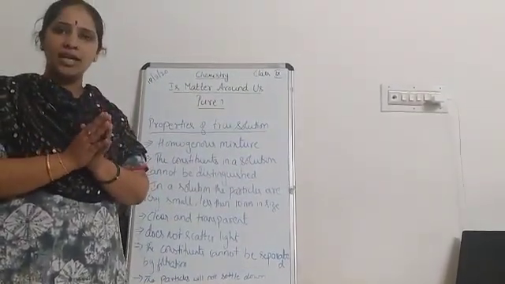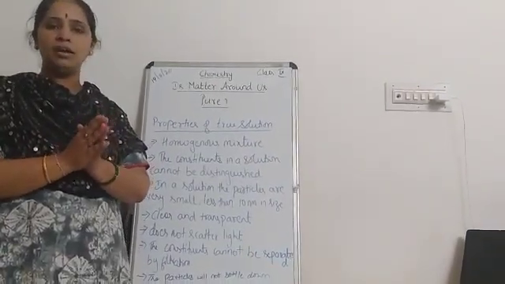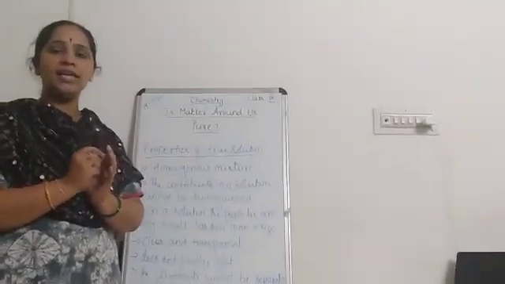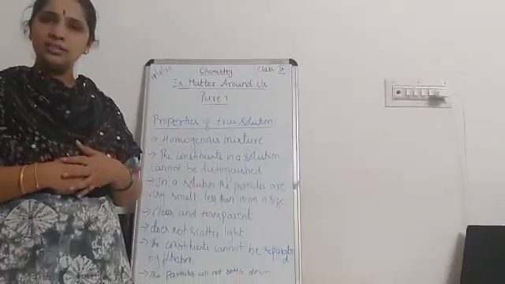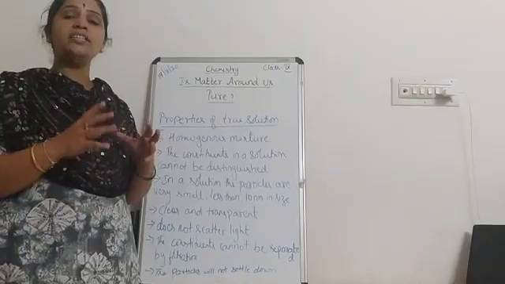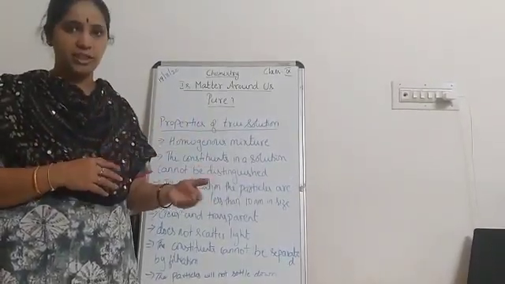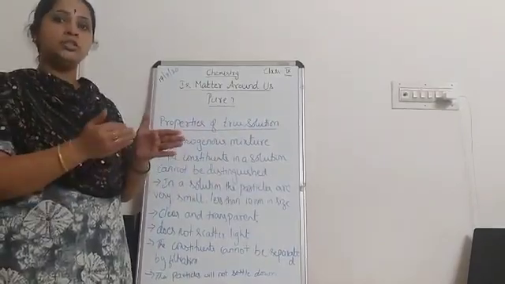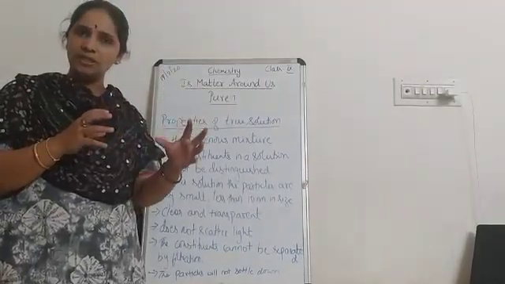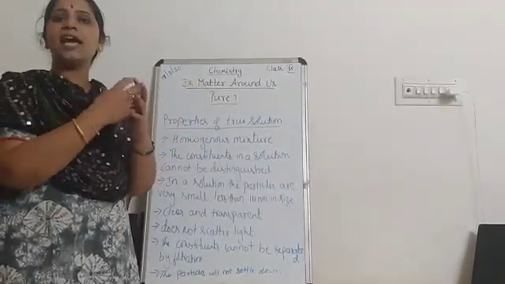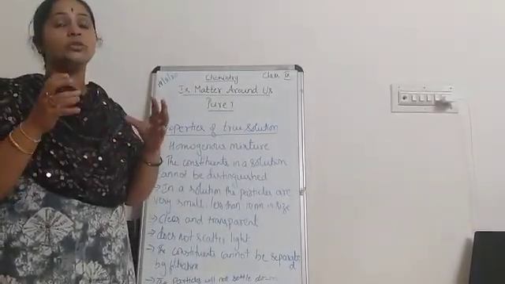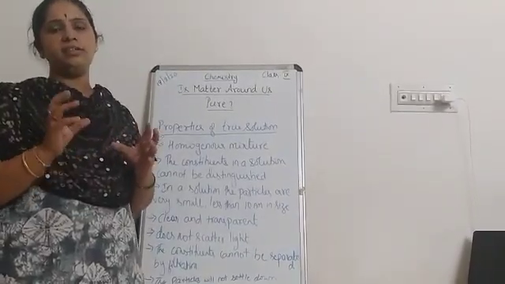So what is the scattering of light called? The scattering of light is called the Tyndall effect. The spelling is Tyndall, Tyndall effect. So what is this Tyndall effect? Tyndall effect is the scattering of light by the particles of a suspension and a colloidal solution. Suspension and colloidal solution we'll be discussing later. Suspensions and colloidal solutions will scatter the light when light passes through them. This scattering of light is the Tyndall effect.